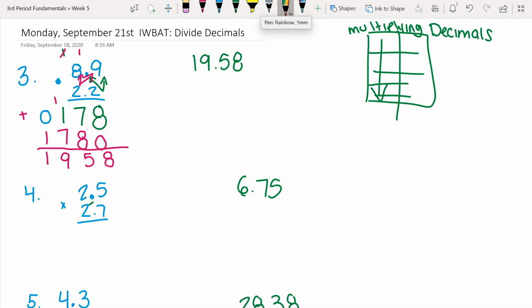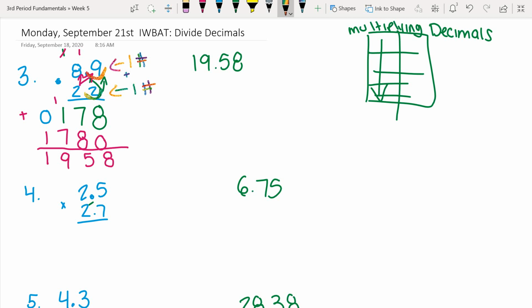Now when it comes to figuring out our decimals, we have to go back to the original problem. 8.9 has one number after its decimal point. The other number we multiplied was 2.2. This has one number after its decimal point, which gives a total, if I added these, 1 plus 1 is 2. So that means we have to move our decimal 2 spots, and we move it to the left.